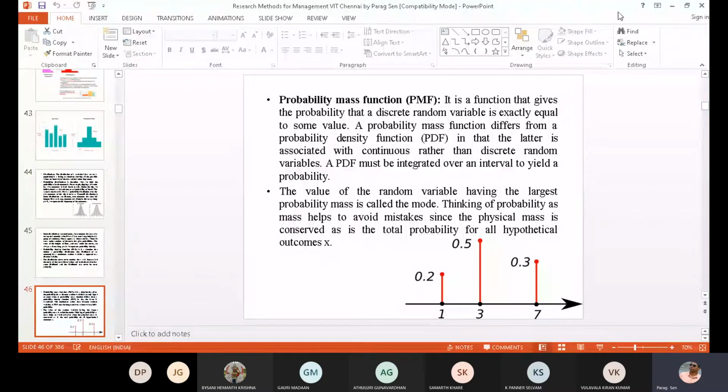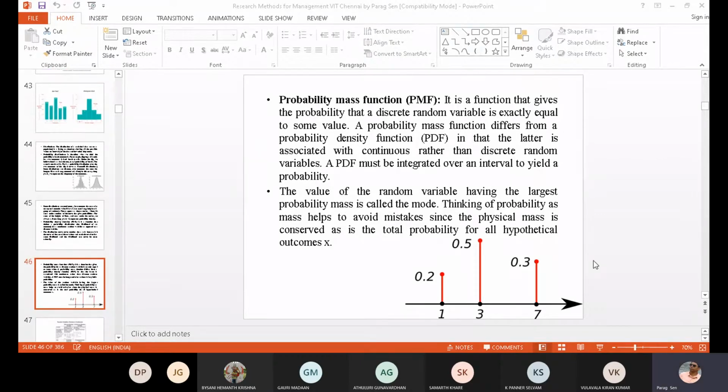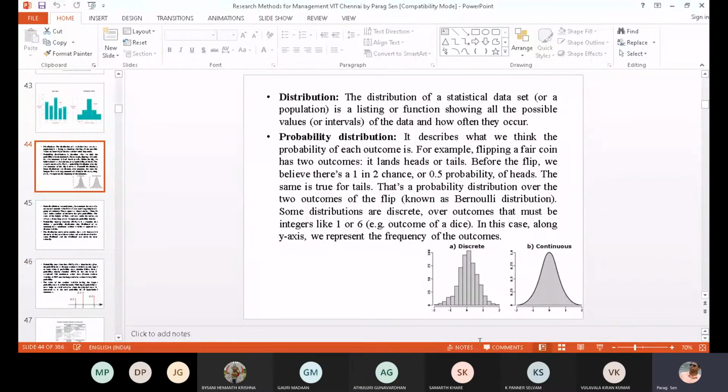Now let's take a look at the probability mass function. It is a function that gives the probability that a discrete random variable is exactly equal to some value. A probability mass function differs from a probability density function in that, for a continuous random variable, a PDF must be integrated over an interval to yield a probability. The value of the random variable having the largest probability mass is called the mode. Thinking of probability as mass helps to avoid mistakes, since the physical mass is conserved, as is the total probability for all the hypothetical outcomes of X. So this is basically applicable for discrete variables like this.